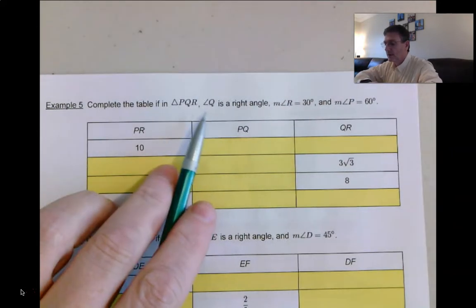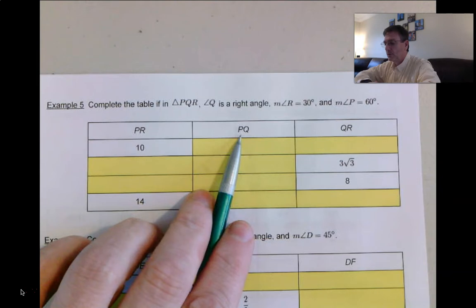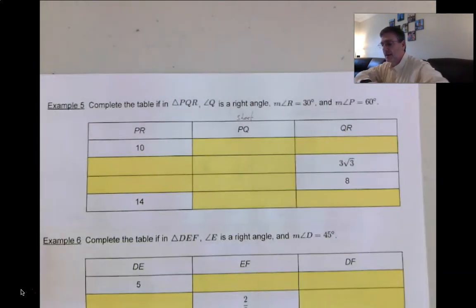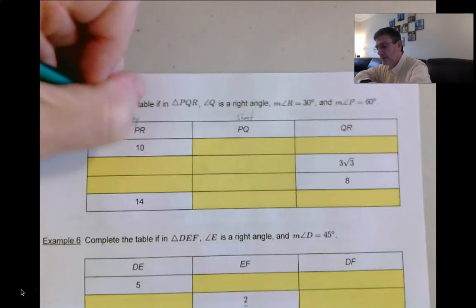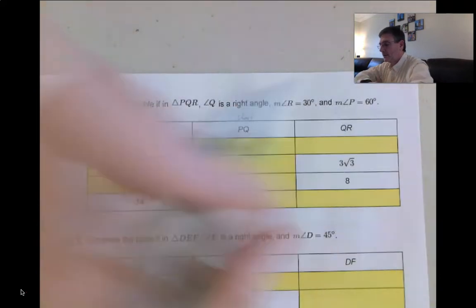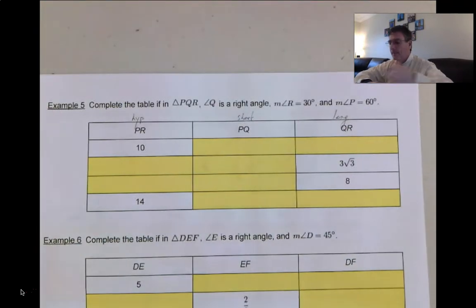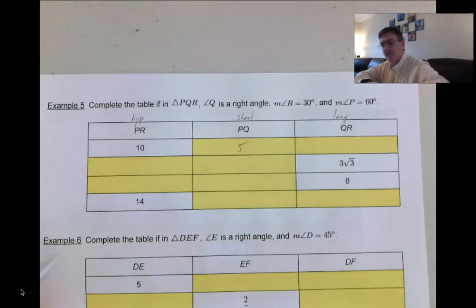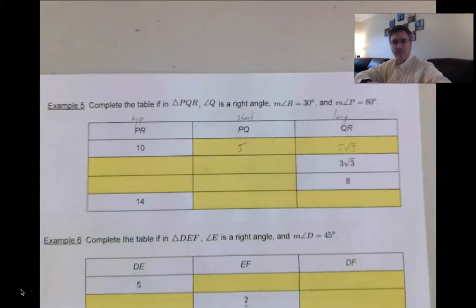So we're told that angle Q is the right angle, R is the 30 degrees. So if R is the 30 degrees, then PQ is the short leg. If Q is the right angle, then PR is the hypotenuse. And that means QR is the long leg. To go from hypotenuse to short leg, we divide by 2. 5. To go from short leg to long leg, we multiply by square root 3. 5 square root 3.